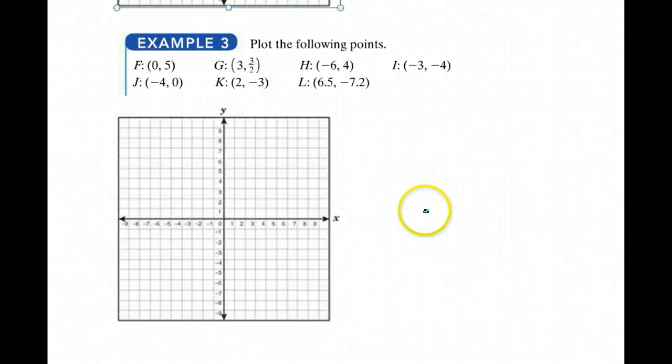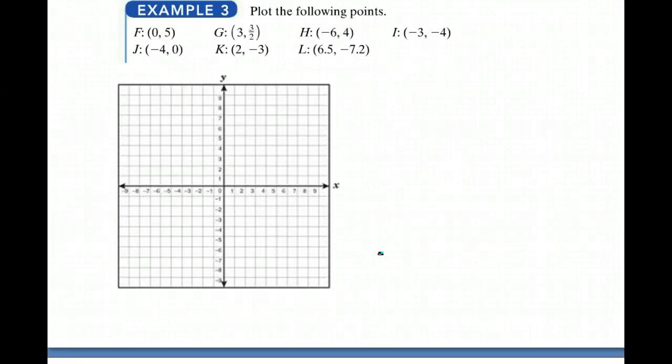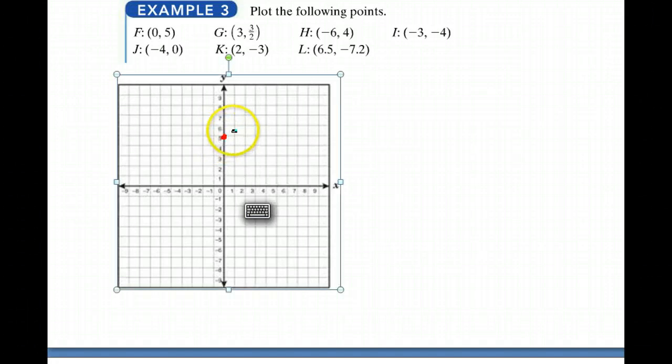Okay, by now you should have had an opportunity to graph points F through L, and you should be ready to check your work with me. For point F, our x-coordinate is 0, so we should not have moved anywhere. We're going to actually stay on the y-axis. The y value is 5, so we're going to move up 5 units and label that as F.